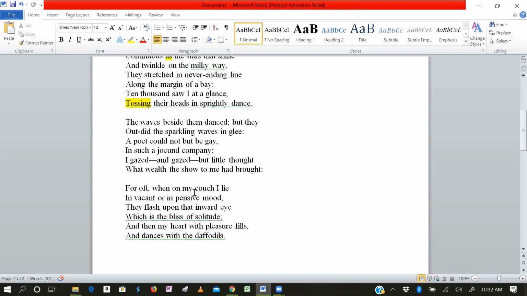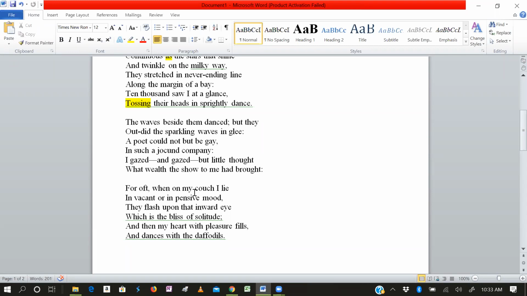When you are sitting at some place taking rest, you are thinking in a pensive mood, in a thinking style. You start thinking of something, recalling something. Yes, I did this. Oh, that happened to me. So the poet says that when I am lying on my sofa, in an empty or pensive, thinking mode, when I'm free and start thinking about something, they flash upon that inward eye. Inward eye, they flash.